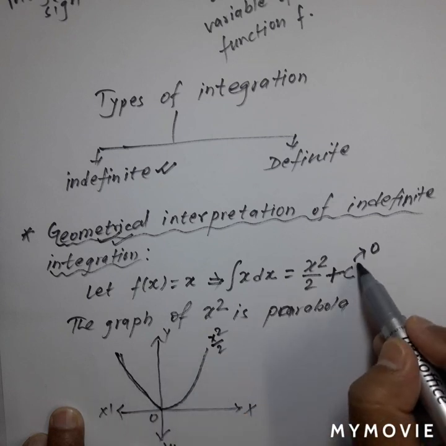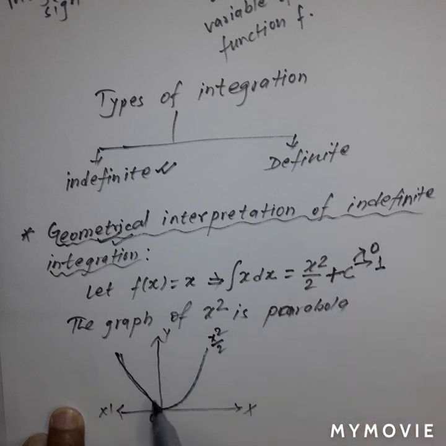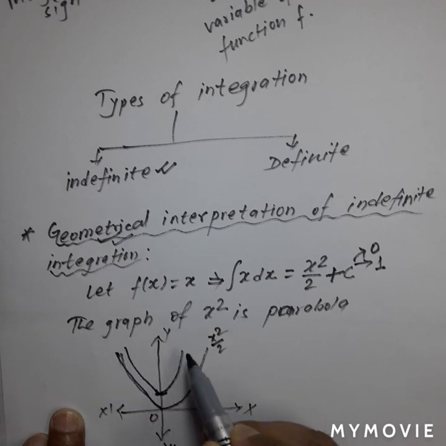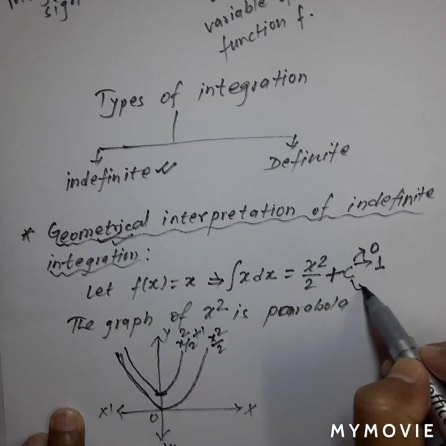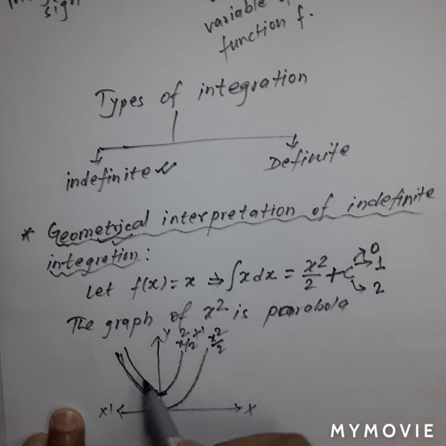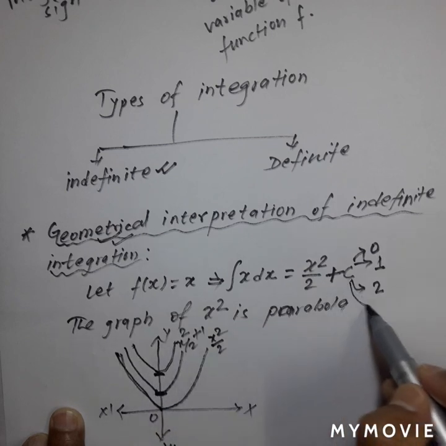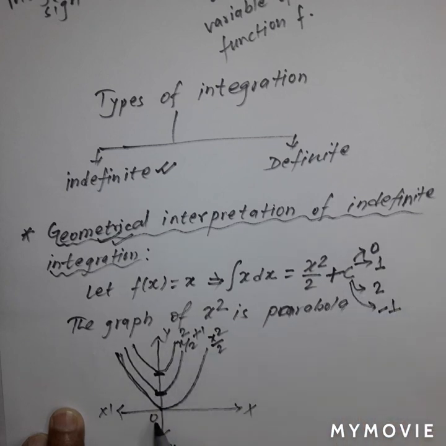If here is 1, the value of c is 1, then it goes one step up. This is the parabola of x square by 2 plus 1. If this is 2, then it goes from this point to 0, 2 in this way. If the value of c is negative, suppose minus 1, then it goes 1 down in this way.